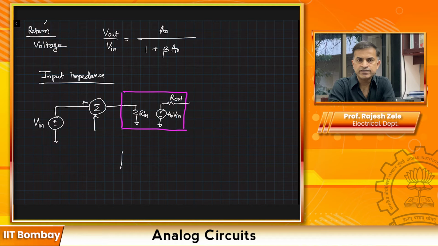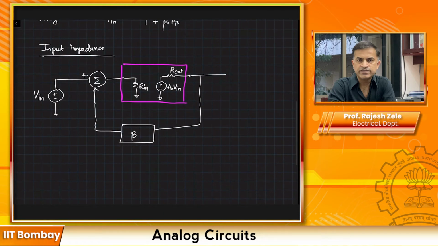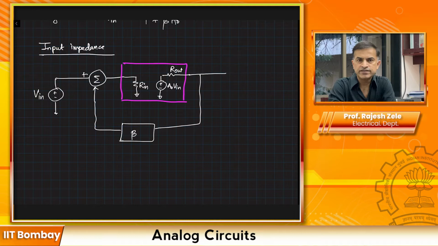And here is a beta factor, the feedback factor, which takes the output voltage and gives you a multiplied version to subtract at the input. So Rin is the input impedance of the original amplifier A0, which we were talking about. Now we will see what happens to input impedance with feedback.